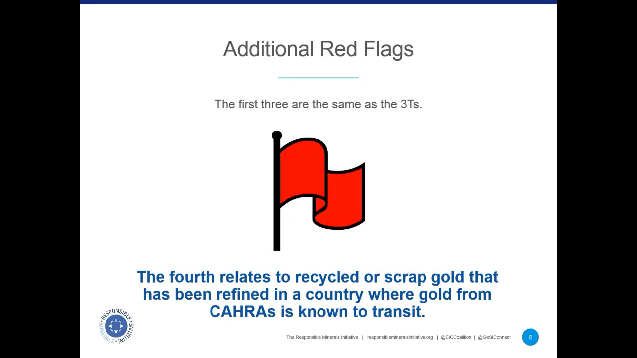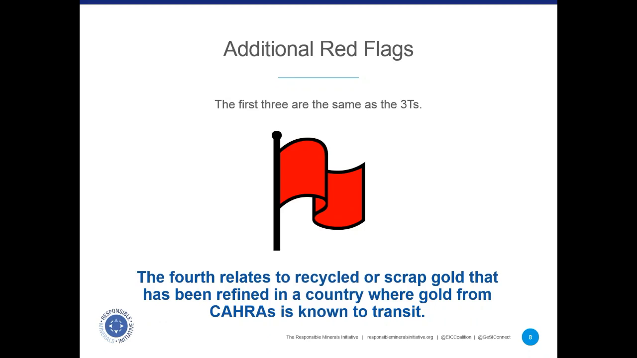In the gold supplement, there are 4, not 3, red flags associated with gold origin and transit. The first 3 are the same as the 3T supplement, but the 4th relates to recycled or gold scrap that has been refined in a country where gold from conflict-affected areas is known to transit. As a result of this flag, refiners should pay more attention to countries where governance is weak.